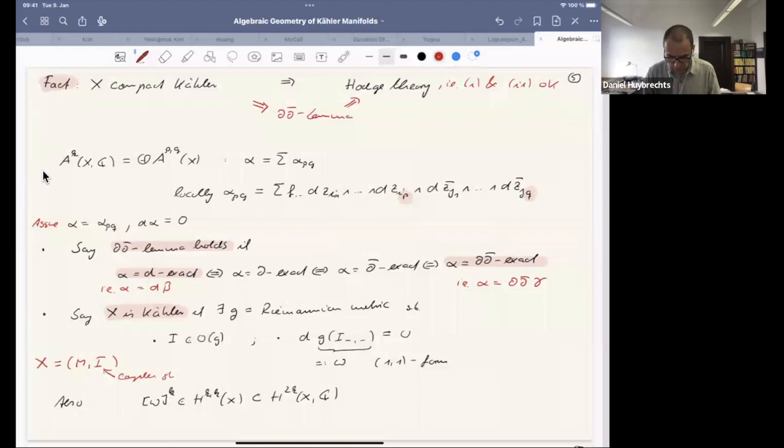And so if you want, the I is really an endomorphism of the tangent bundle to the tangent bundle complex. And you assume that this is orthogonal with respect to the Riemannian metric. And then you can cook up a two form. This is this omega, which is called the Kähler form.